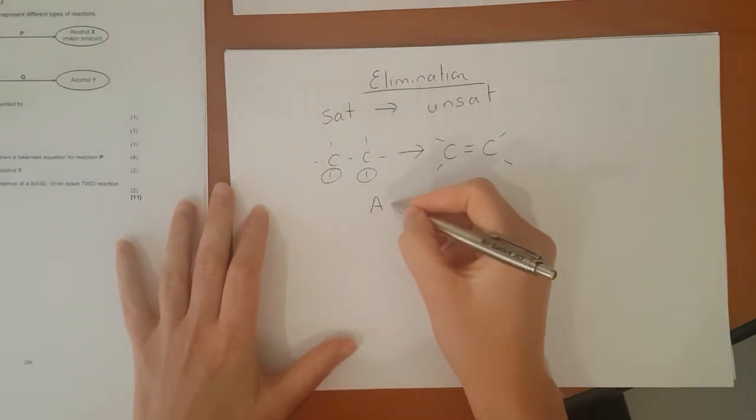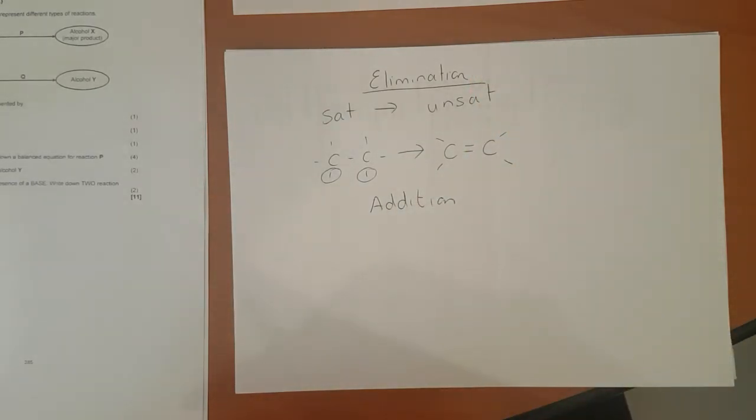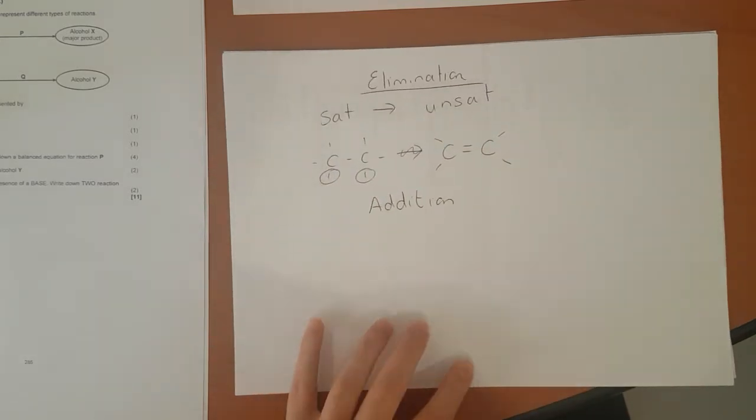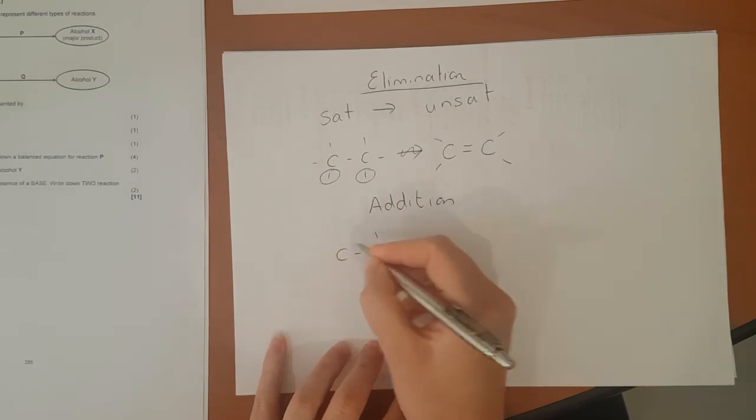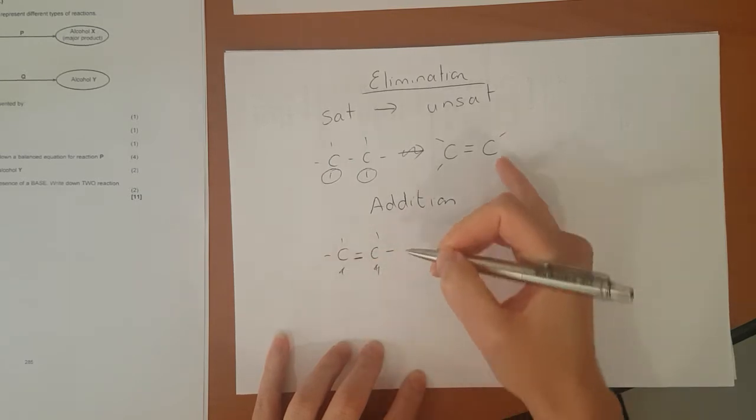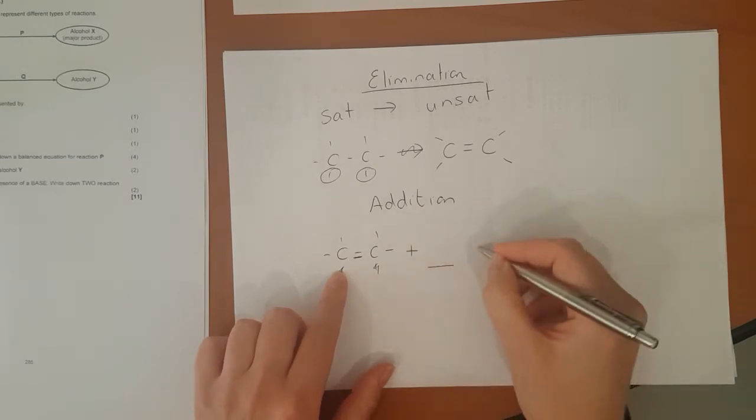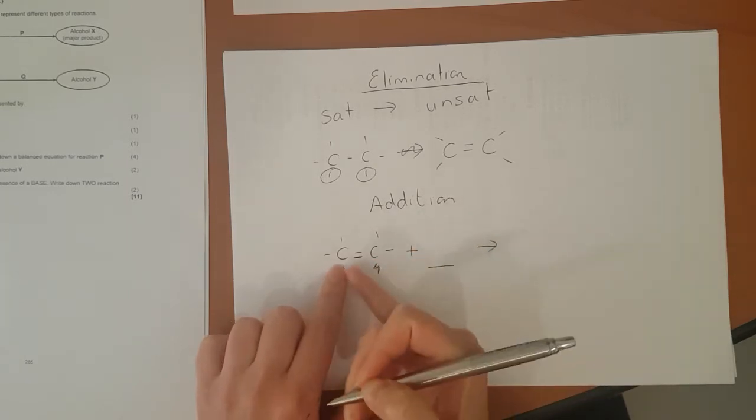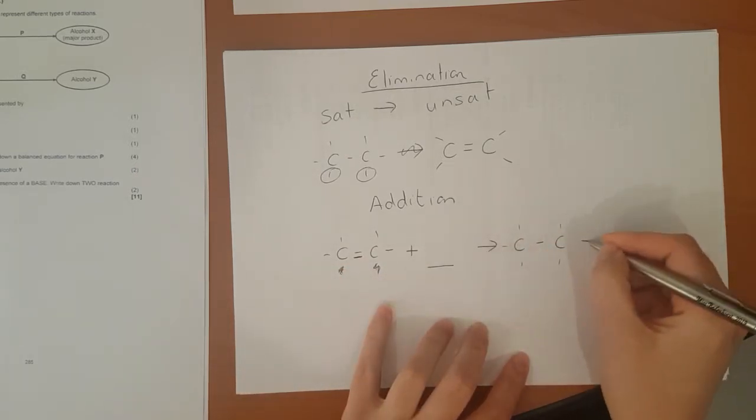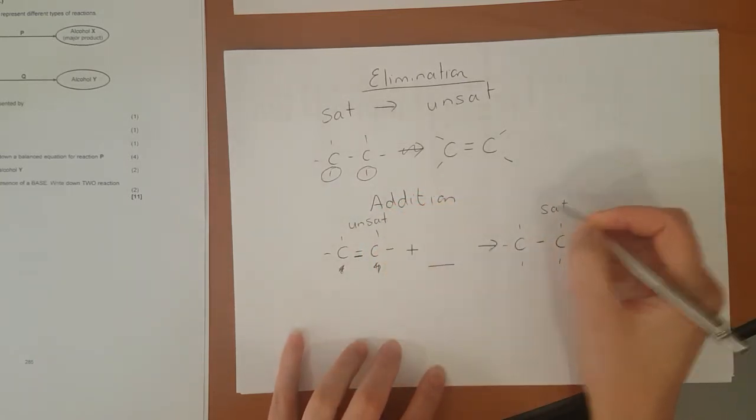The second type is addition. Now you'll notice addition is the exact opposite of elimination. And oftentimes what you can actually do is just reverse the arrow and then it becomes an addition reaction. So in an addition reaction, you take something that is unsaturated, because it's the opposite. You take something that has double bonds between carbons and you add something into it. And what happens then is those double bonds break and they end up forming that. So you go from unsaturated to saturated.